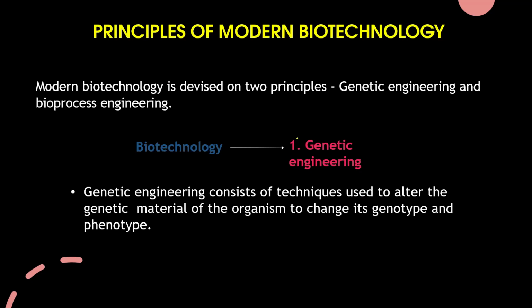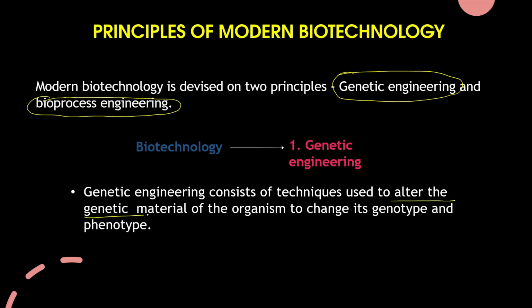Okay. So modern biotechnology is classified into two principles. The first one is genetic engineering, and the second one is bioprocess engineering. So let's see what genetic engineering is. Genetic engineering is nothing but altering the genetic material. That means you alter the DNA of the organism so that the genotype and phenotype are also changed. That means you change the DNA of the organism and the outcome is also changed. It can be the genotype or phenotype.